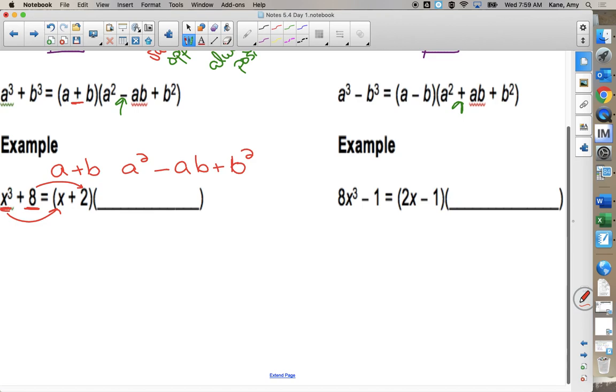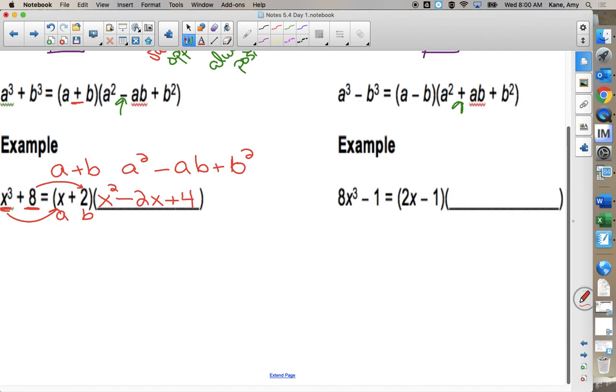Then when we plug it into the formula, we have A, same sign, B. And then I have to square A, so x squared, opposite sign, and then I have to take A times B. Well, that's taking those two terms and multiplying them together. So x times 2 is 2x. Always a plus sign. And then my last one is B squared. So B is 2, and we have to square it. So here's my A term and my B term.